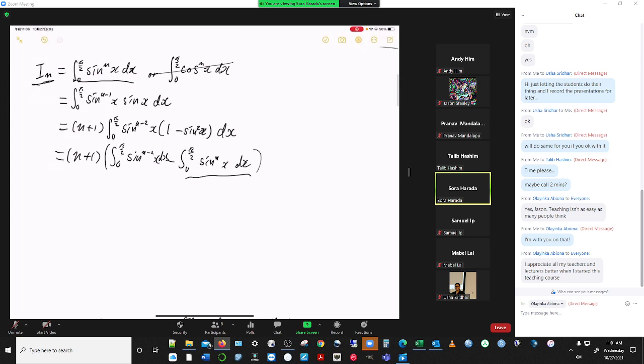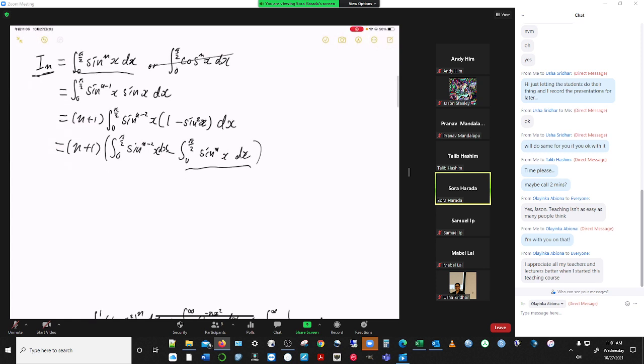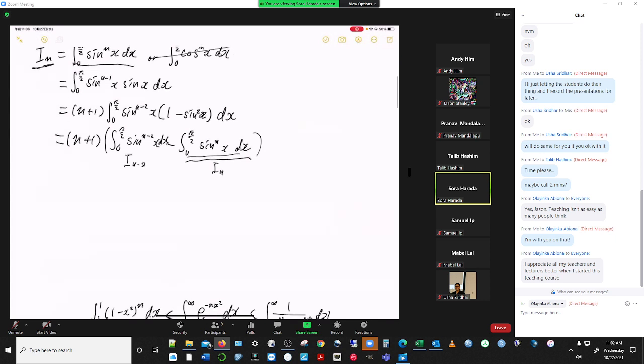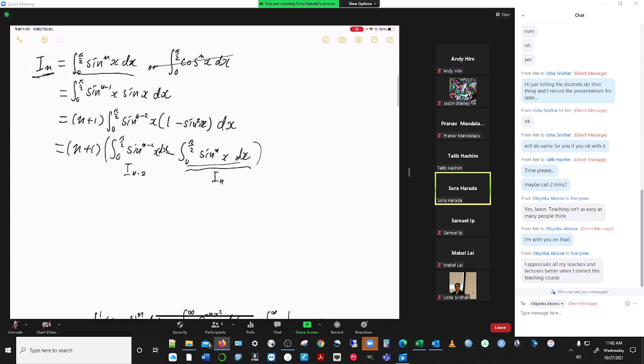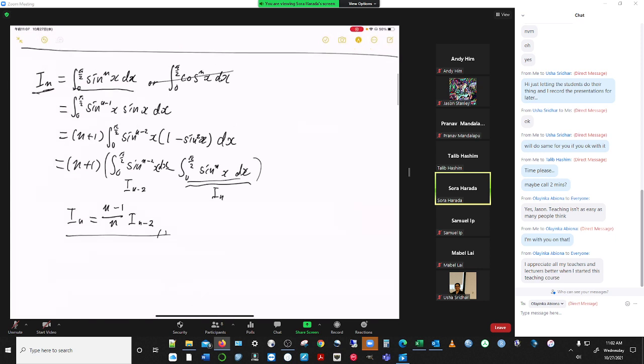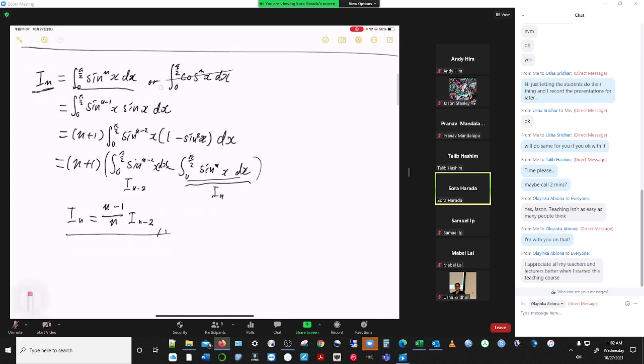So what this means is that I can make a recurrence formula from this by rearranging a bit and phrasing this part as I_n. And this part you can phrase as I_n minus 2, because it's the power of n minus 2. If I play around and rearrange it, I would get I_n equals n minus 1 over n times I_n minus 2. All right, just remember this recurrence formula. It's very important. And this actually works for cosine as well. If you just do it, then that would make sense.